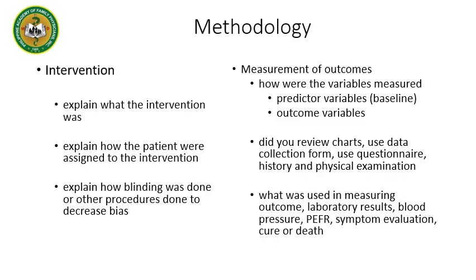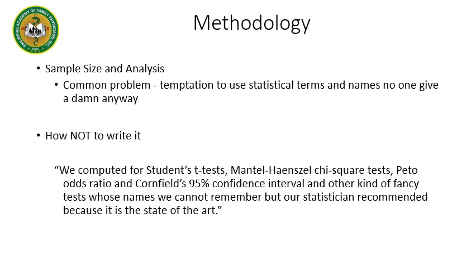Okay, so methodology, the next paragraph, you describe the intervention if it's a clinical trial. And then the next paragraph is measurement of outcomes. If it is a cross-sectional study design or case series or case control or cohort, then how did you measure or how did you look at the variables? Or how did you measure the variables? So that should be part of the third paragraph. Okay, and then the fourth paragraph should be the sample size and analysis.